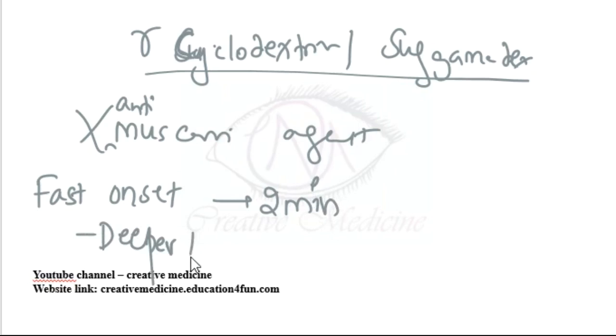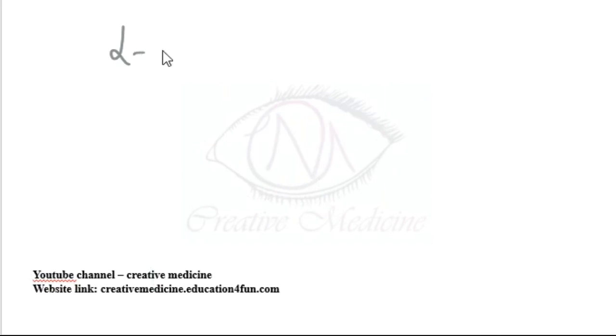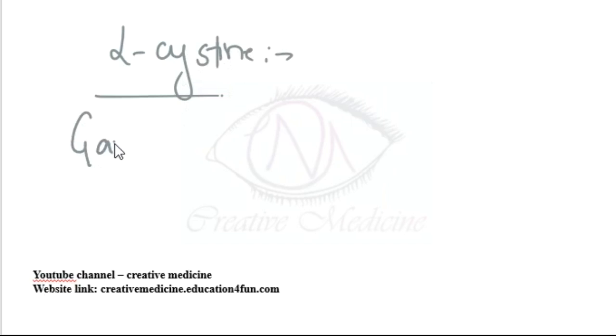Disadvantages of sugammadex or gamma cyclodextrins are that these cannot reverse the benzoquinones, and these are costly, and sometimes minimal anaphylaxis is seen with sugammadex. Then another reversal agent is L-cysteine. L-cysteine will reverse the gantacurium, and it is metabolized by cysteine reduction.